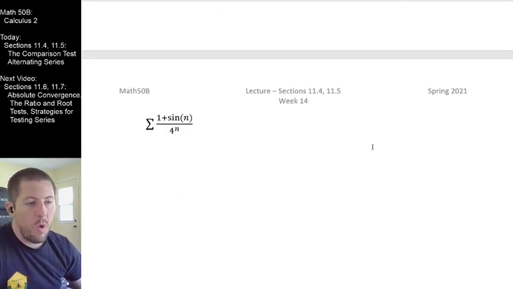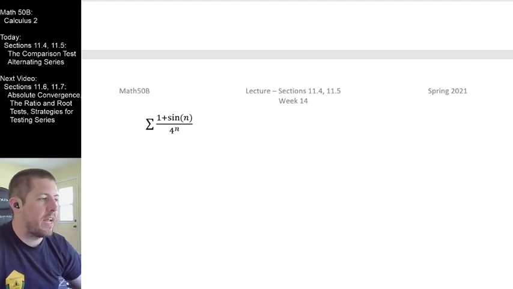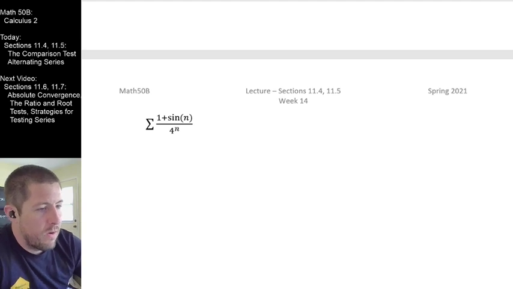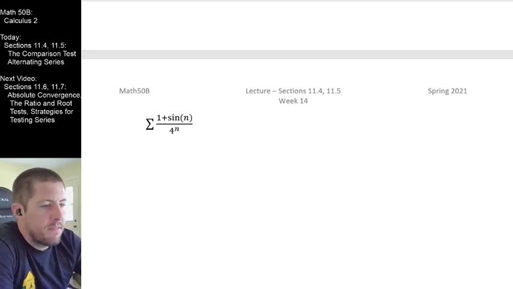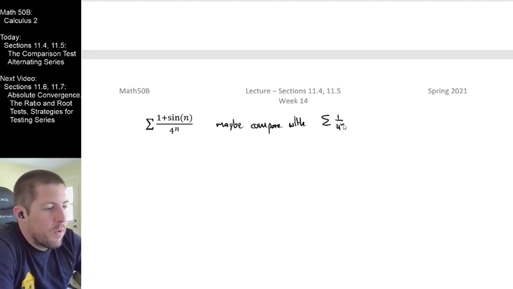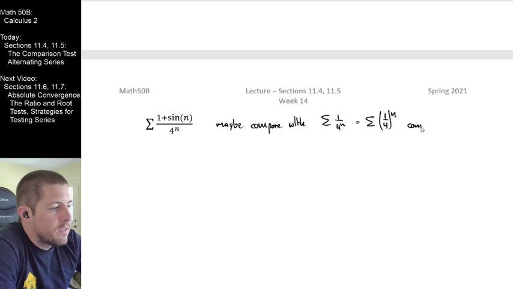All right, so let's check out this series, 1 plus sine of n over 4 to the n. So a little bit weirder here. I want to know if this thing converges or diverges. Less obvious here, right? But again, I see this 4 to the n, and that immediately makes me think geometric stuff here, right? Let's say maybe compare with 1 over 4 to the n, which we could really write as 1/4 to the n, which converges.